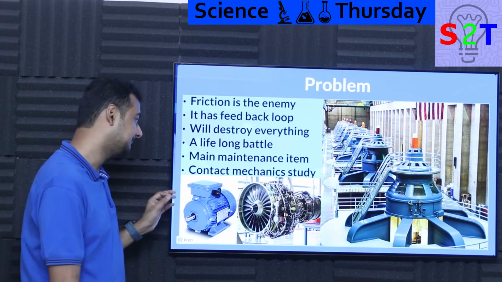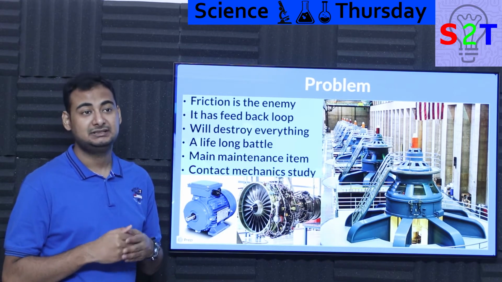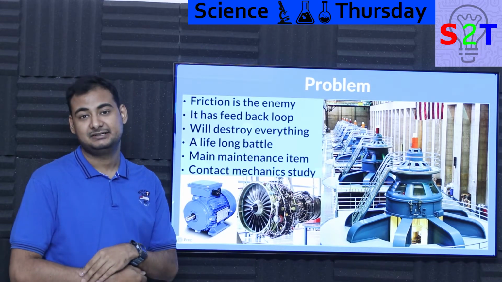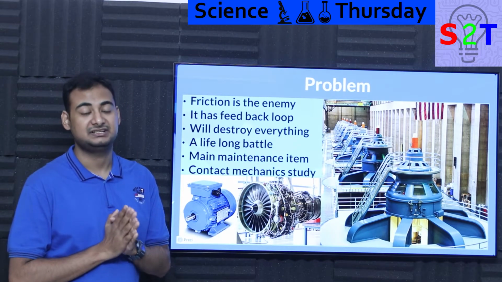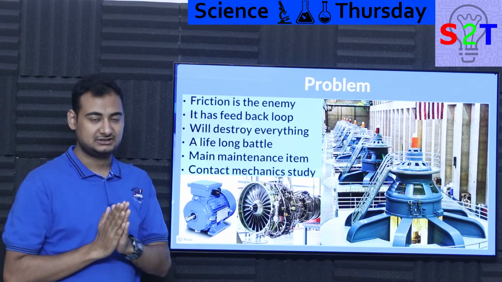That's a lifelong battle. And if you want to understand what exactly happens in a bearing, you have to study a specific branch of physics which is known as contact mechanics, because ideally, the worst thing that causes friction is sliding motion. Basically, if you have things that are sliding on top of each other, that's the worst case scenario.